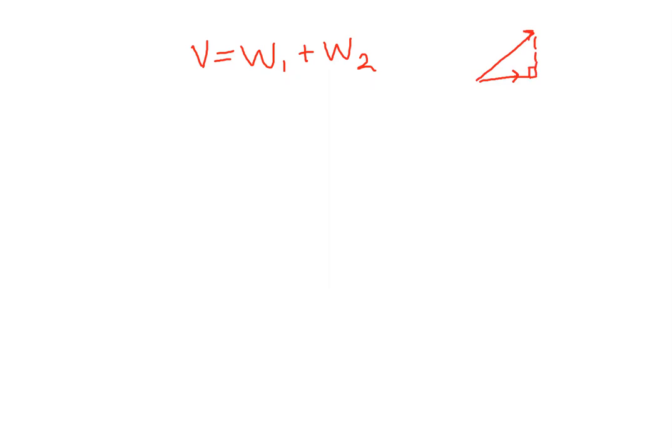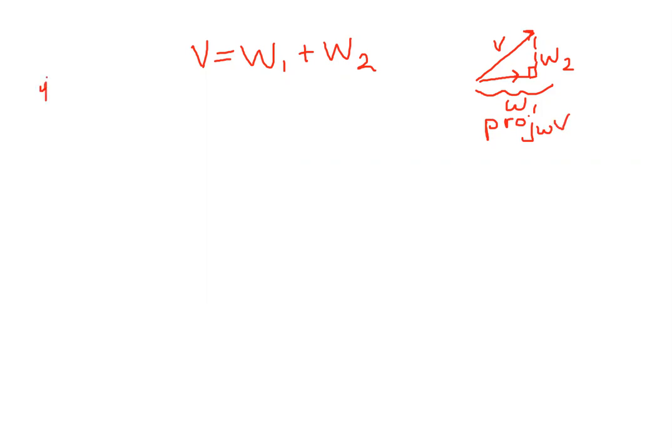Okay, this is perpendicular. Here's W2 and here's W1. We're going to write V as this plus this. So remember that W1 is the projection of V onto W. So this is what we're going to do.